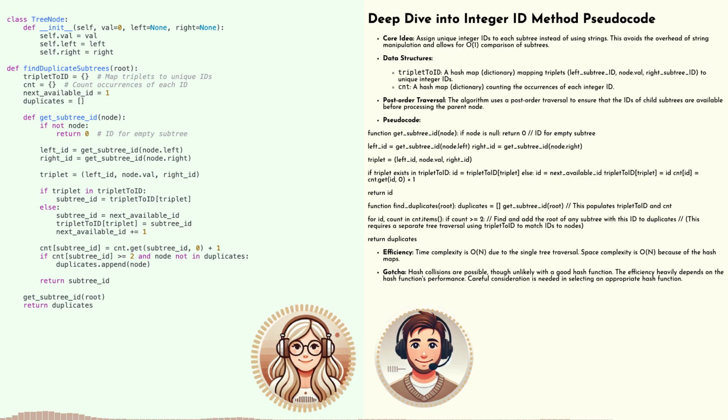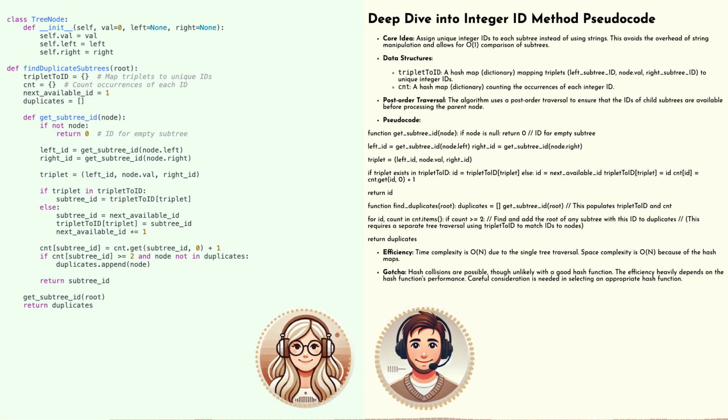Exactly. Now, if the node isn't empty, things get a bit more interesting. We need to calculate the IDs for its left and right subtrees, and we do this recursively. So we call getSubtreeID again, but this time with the left child as input, and then again with the right child. Exactly. And now we have those 3 crucial pieces of information: the left subtree ID, the root value, and the right subtree ID. It's like we've gathered all the ingredients for our unique ID. We've got our triplet: left ID, root value, right ID.